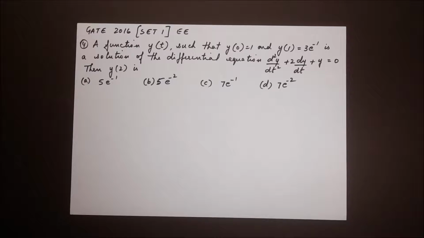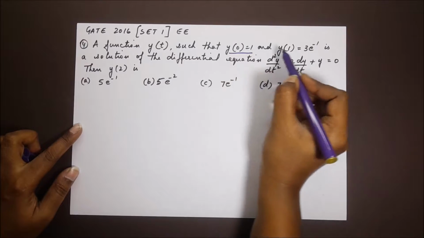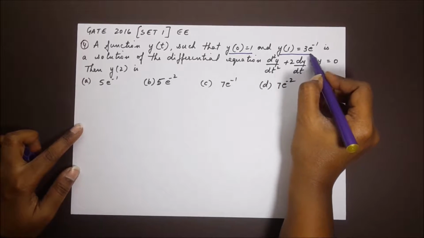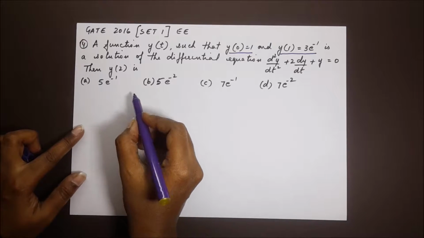Okay, so here's the fourth question. A function y of t such that y of 0 is equal to 1 and y of 1 is equal to 3 e power minus 1 is a solution of the differential equation given. Here y of 0 is equal to 1 and y of 1 is equal to 3 e power minus 1 are the initial conditions.